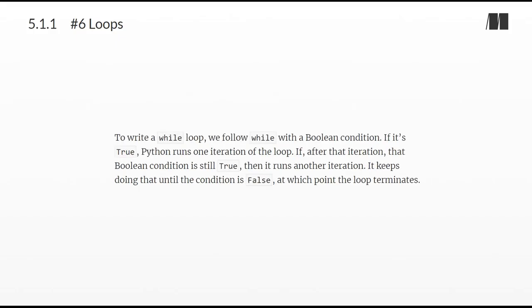To write a while loop, we follow while with a Boolean condition. If it's true, Python runs one iteration of the loop. If, after that iteration, that Boolean condition is still true, then it runs another iteration. It keeps doing that until the condition is false, at which point the loop terminates.